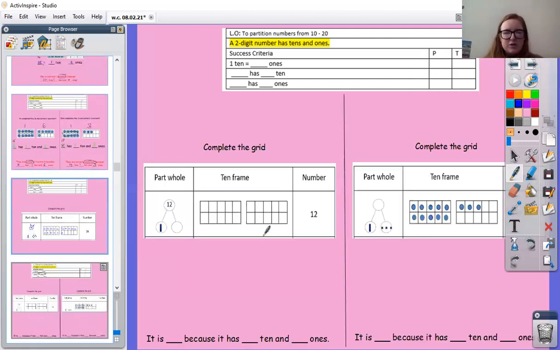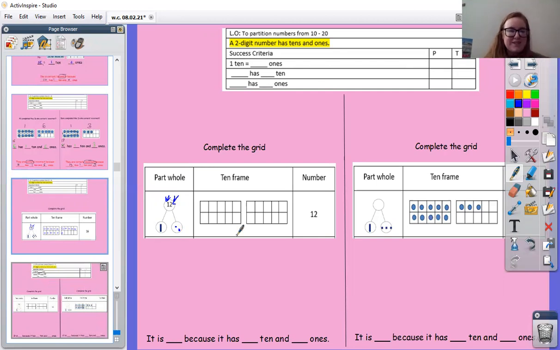Okay, let's have a look at these together. So here, we're going to do this one together, and then you can have a go at this one on your own. So my part-whole model is saying the whole is 12, one part is 10, and one part is not filled in. Well, I know that if one part is 10, because I've got 1 ten, the other part should be how many ones?